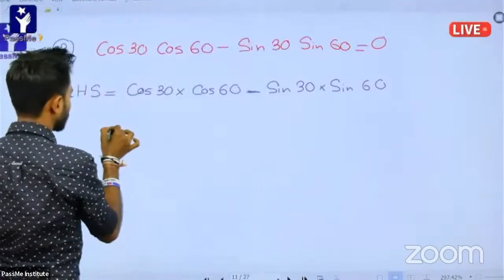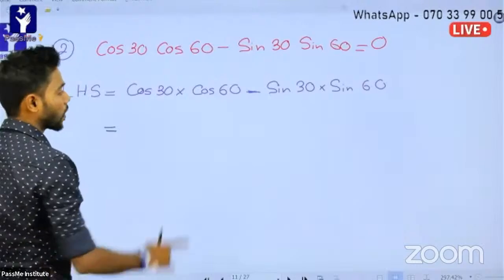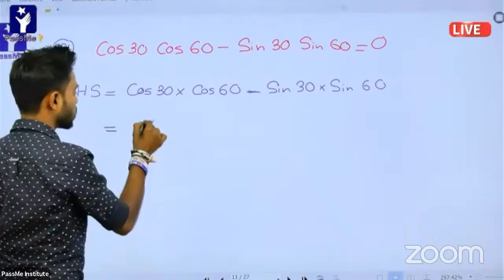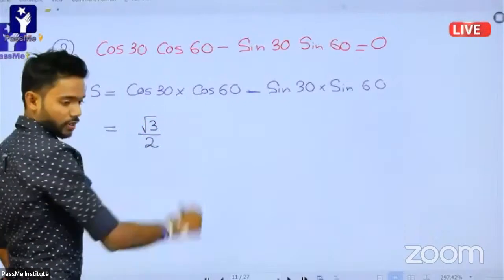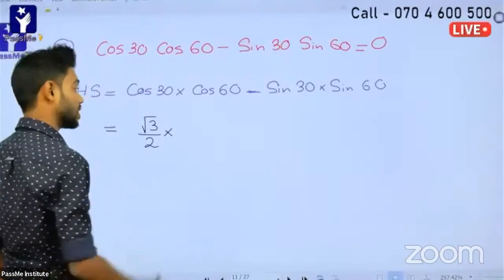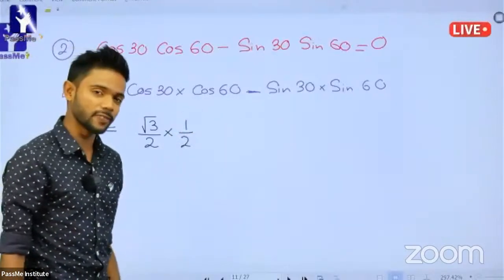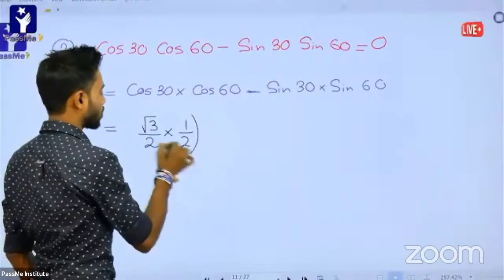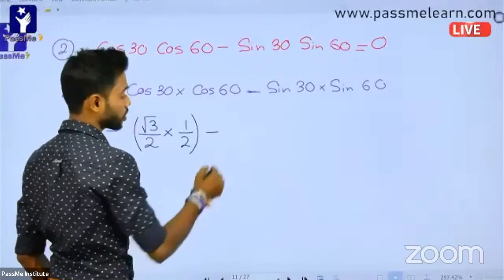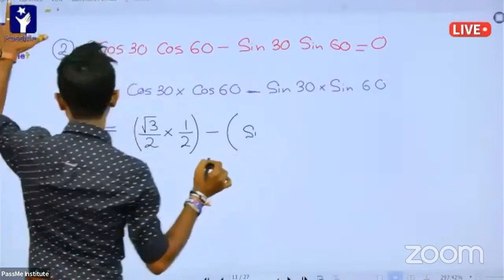Now cos 30, actually I don't know cos 30, that means I can substitute sine 60. Sine 60 I know, root 3 over 2. Then cos 60 is sine 30. Sine 30 is equal to half. I know that cos 60 is equal to sine 30. Now I can bracket it because you have to multiply these two, and then you have minus values, therefore you have to put brackets.